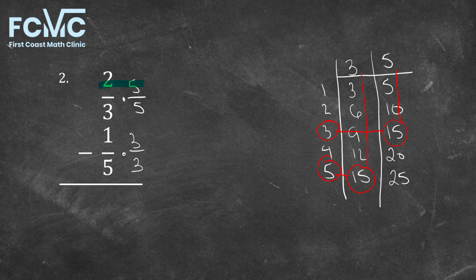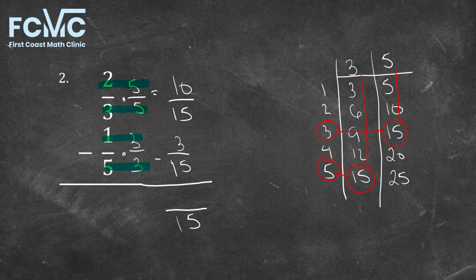All right, so let's multiply straight across. Numerator times numerator, denominator times denominator. So we'll get 10 over 15 and 3 over 15. So now we're going to subtract. So our denominator is going to stay the same. It's going to stay 15. Let's subtract 10 minus 3, and we'll get 7 over 15 as our answer.